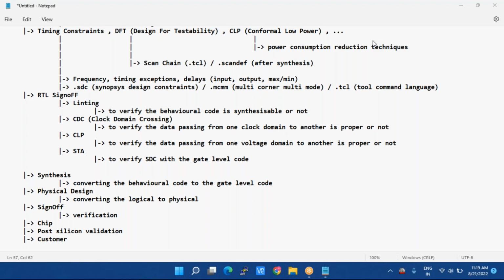So we were discussing the synthesis flow. In that particular backend, we are starting the discussion about synthesis. In synthesis, what exactly we are going to do is convert the behavioral code to a gate level code, that means gate level netlist. Behavioral code to gate level netlist. That means how does a behavioral code look?